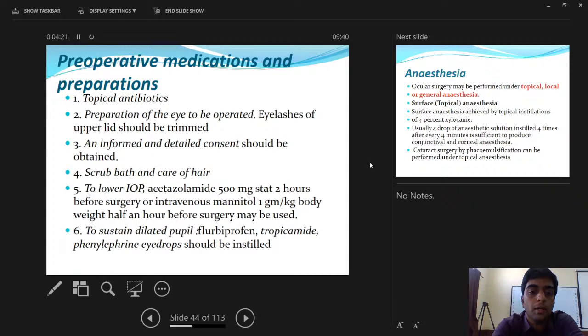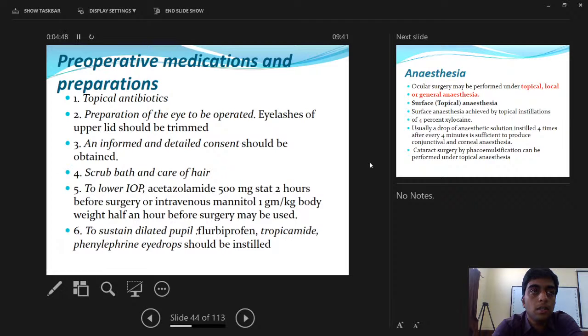Preparation of the eye to be operated, like the eyelashes of the upper lid should be trimmed. These days no one is doing that because we get ready-made sheets which protect the field of surgery from the eyelashes. An informed and detailed consent should always be obtained from the patient and the patient's attender. Scrub bath of hair should be done.